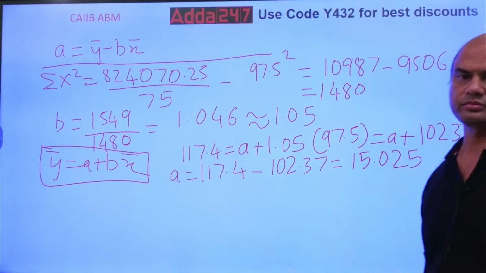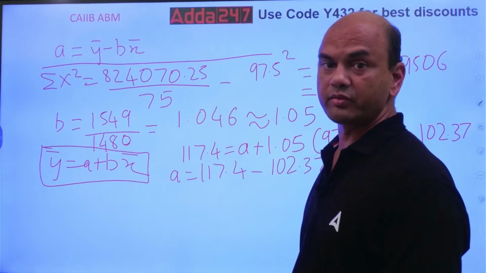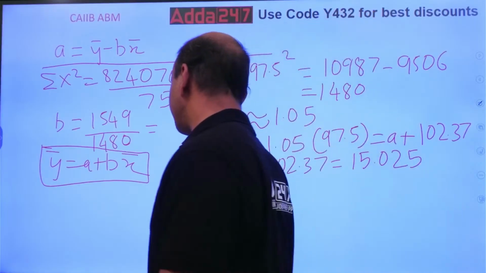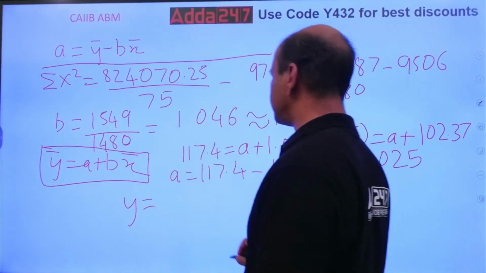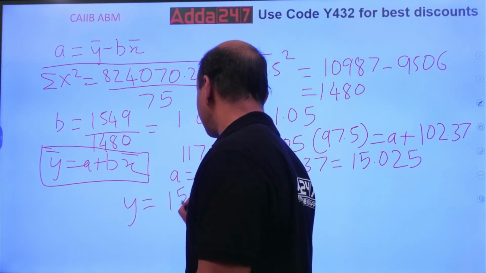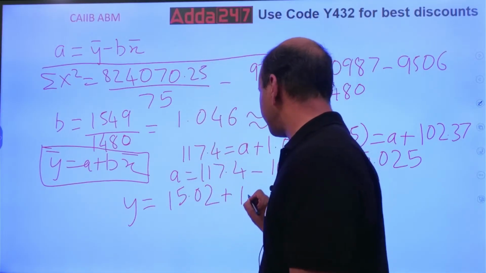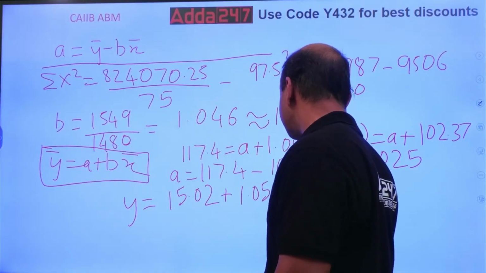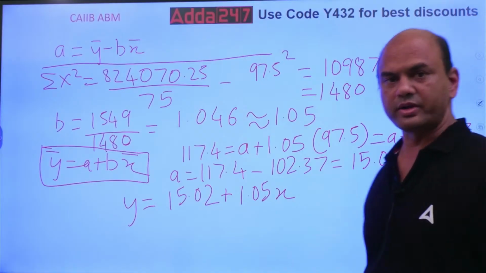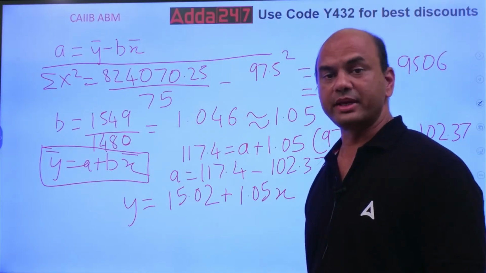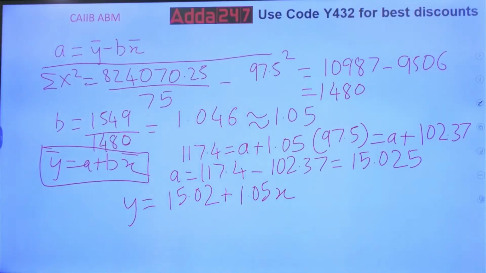Got it? So now you got A also, and now you got B also. So what is Y then? What is the equation of Y? So the equation of Y becomes Y equals 15.02 plus B into X, 1.05 into X. So here this question ends. This is what is required, A plus Bx. Both the answers, A and B, are required.